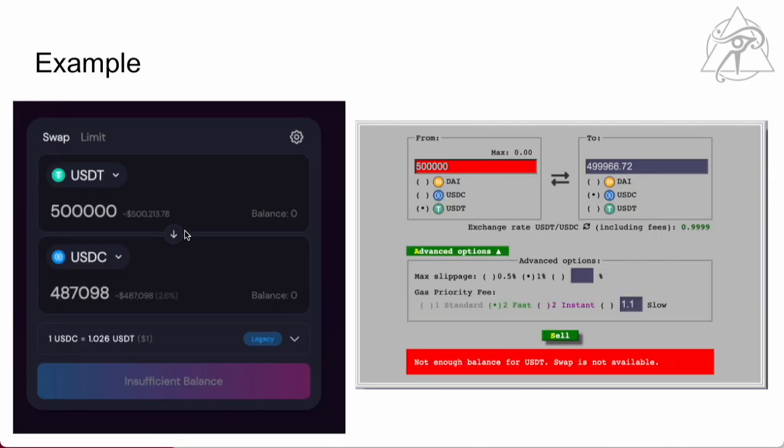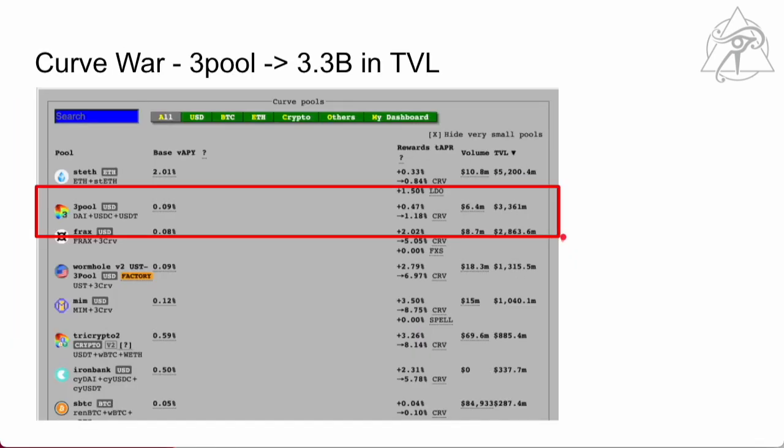Now take a look at this example. On Sushi, if you try to make a large order for stablecoin, you will incur a high slippage. 500k of USDT gets you only 487k of USDC. But on Curve, the slippage is much lower and you get closer to the full amount, which is why whales love to use Curve.